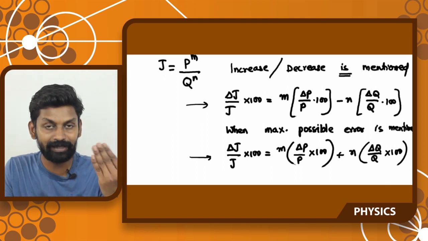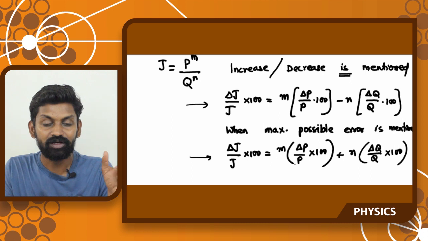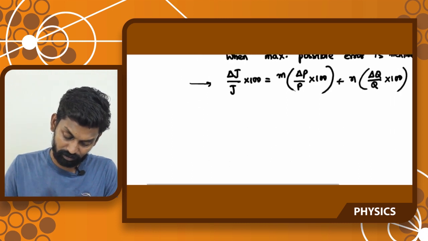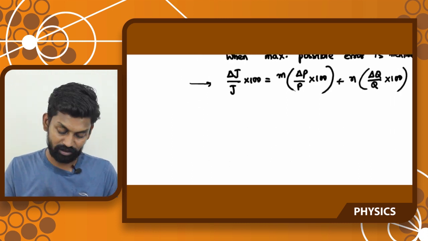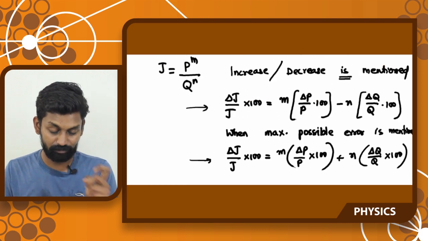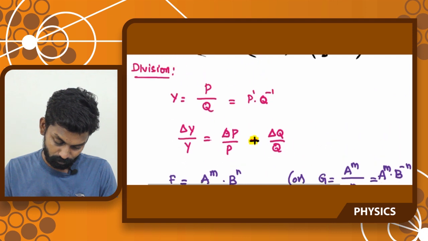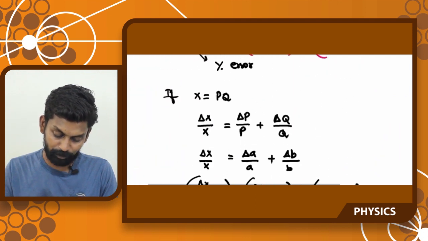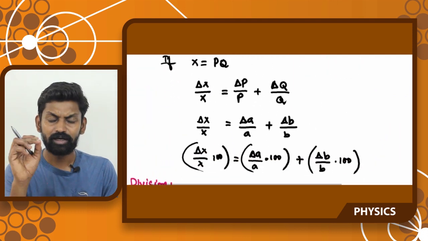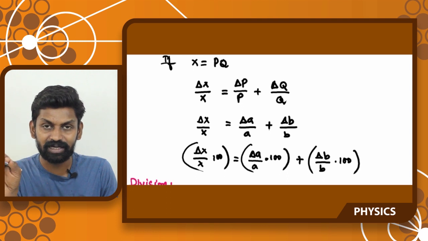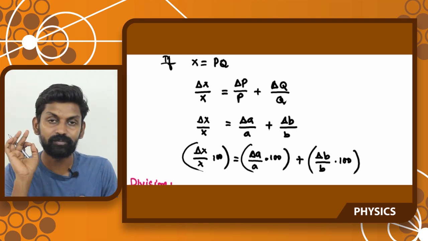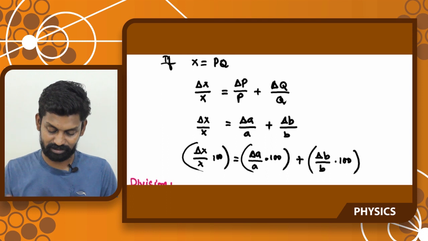then in that case, we have already seen that example. When J is equal to P power M, or see our earlier example, X is equal to PQ, there you have written the relative error in P plus the relative error in Q will be equal to the relative error in X.